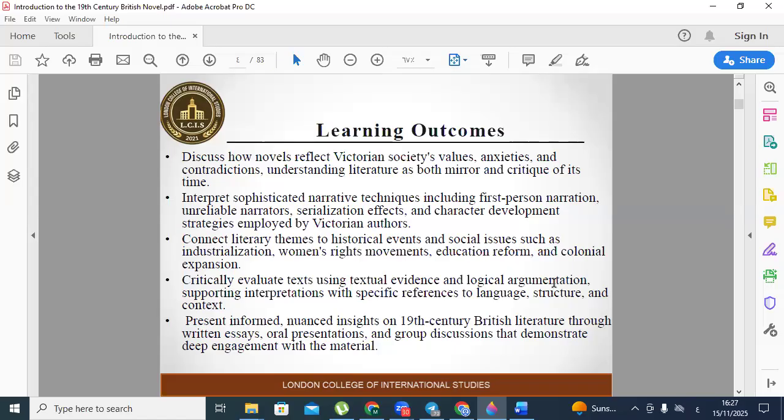Connect literary themes to historical events and social issues such as industrialization, women's rights movements, education reform, and colonial expansion. Critically evaluate texts using external and textual evidence and logical argumentation, supporting interpretations with specific references to language, structure, and context. Present informed, nuanced insights on 19th century British literature through written essays, oral presentations, and group discussions that demonstrate deep engagement with the material.